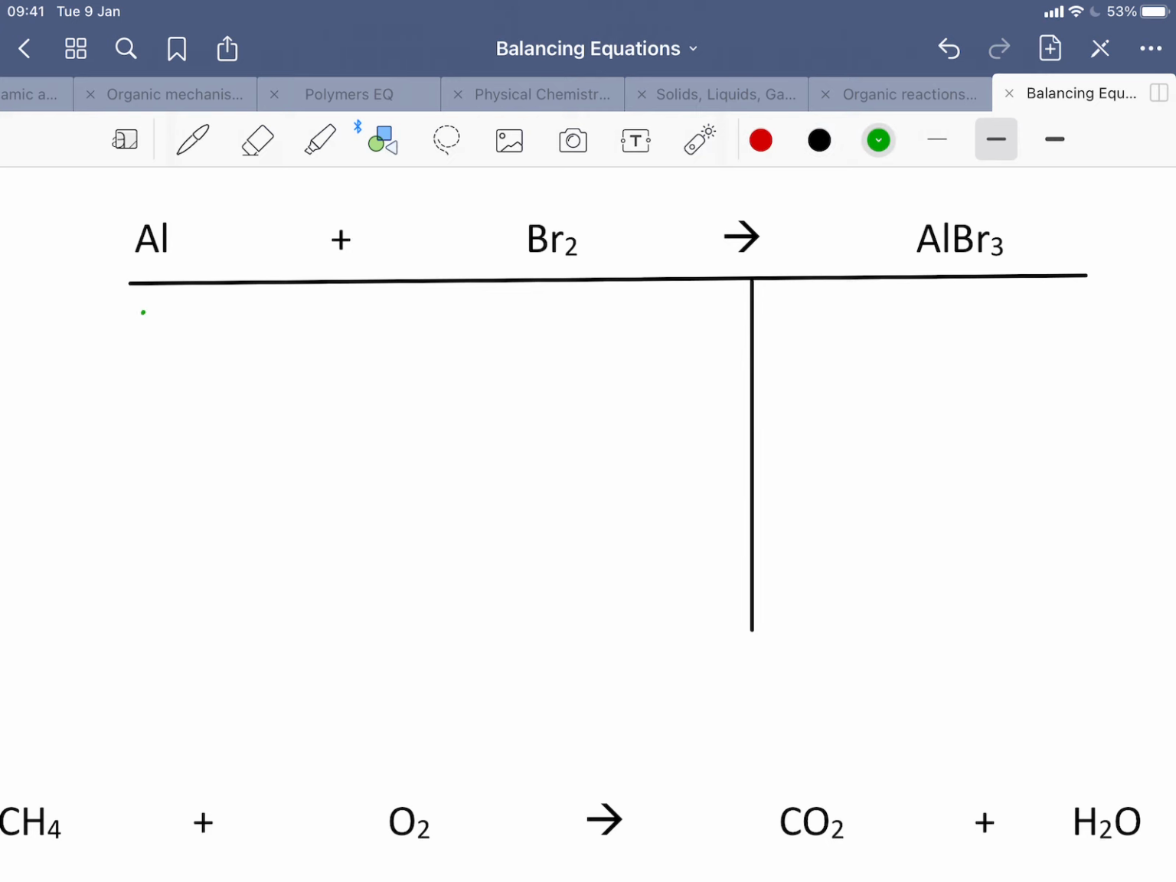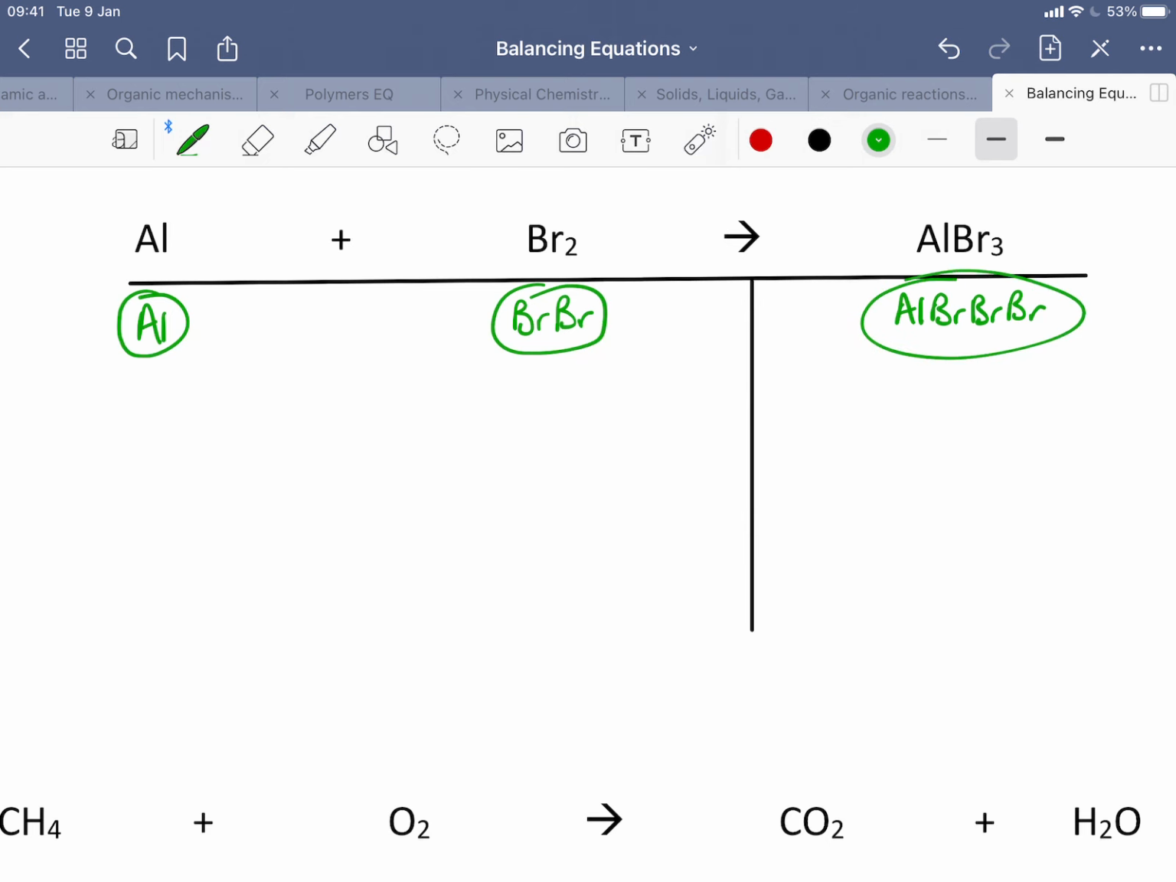Okay, I've got 1 aluminium. Put my bubble around it. My bromine is Br2, so I've got 2 bromine atoms. Put my bubble around it. And then I've got AlBr3, so that's aluminium and 3 bromines. So Al and then 3 bromines. And then I put my bubble around it.